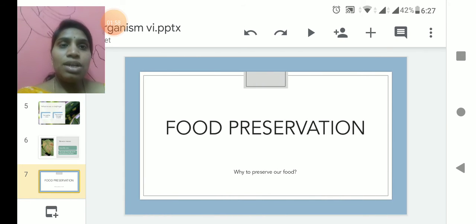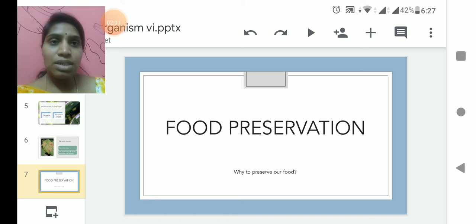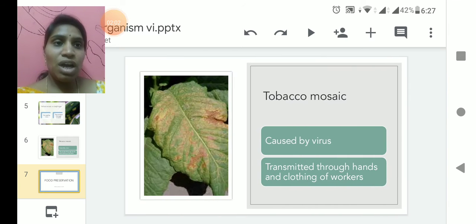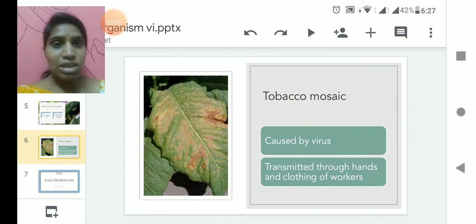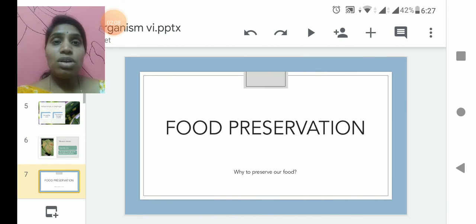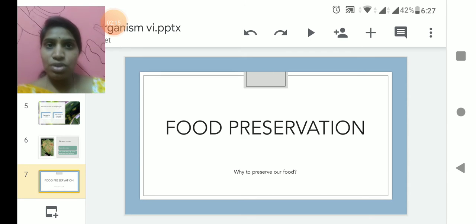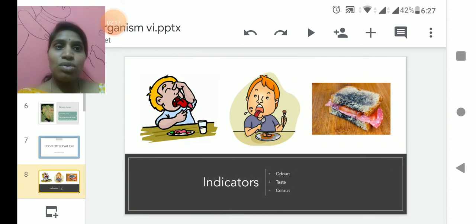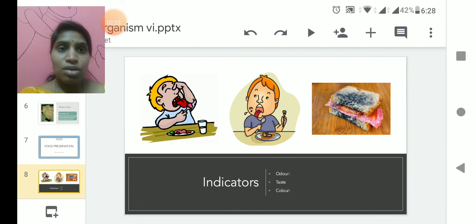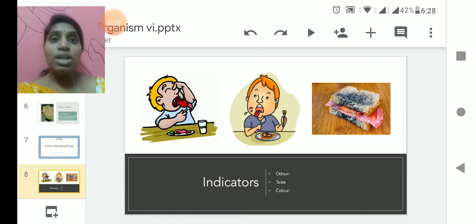Let's see about the next one. Previously we have learned about four types of diseases which are caused in plants, right? And now we are going to learn about food preservation, children. So why preserve our food? If we are not preserving our food, what does it indicate? It's spoilage of the food.